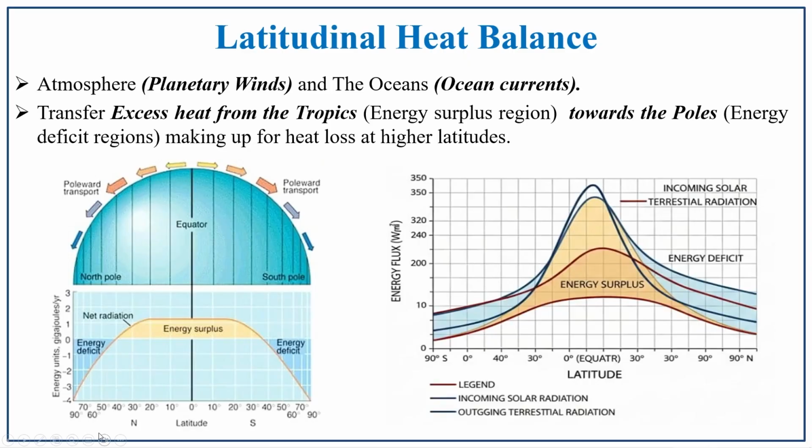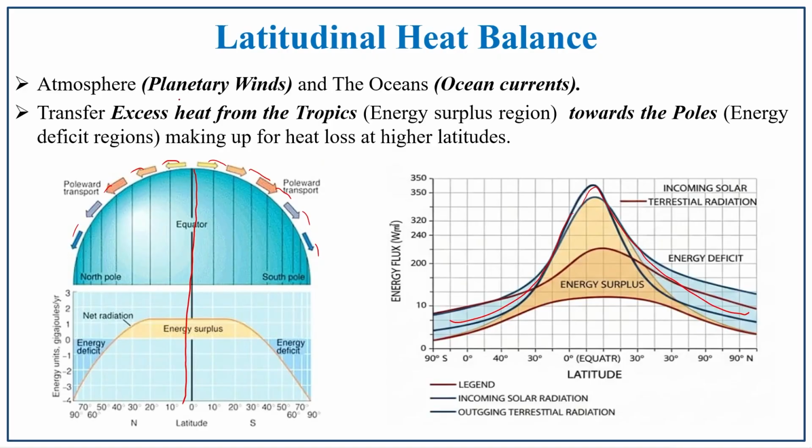You may wonder: the sun's rays are direct at the equator, so why is the equator not so hot? It is because the equator, even though it receives the highest solar radiation, is transporting its heat to other regions. From the equator, it transports heat towards the mid latitudes and the poles. The heat is transferred, and that is the main reason the equator is not so hot.